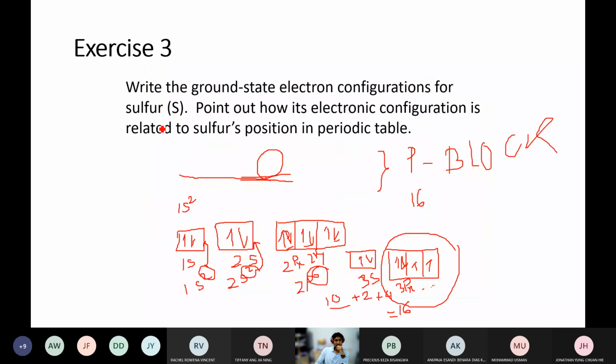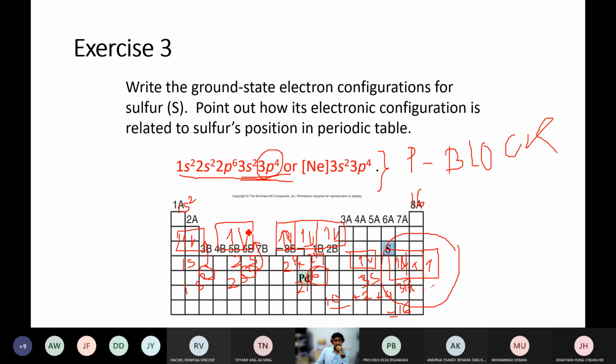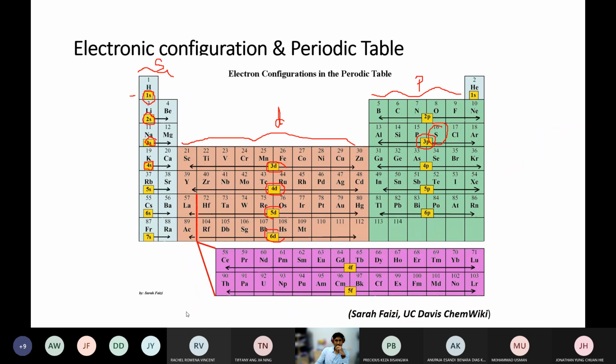Another question was asked: where is sulfur mentioned, where is sulfur? Sulfur is actually in the 16th group, because it has the 16th electron in this period.